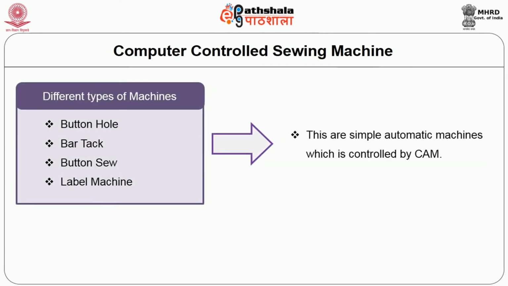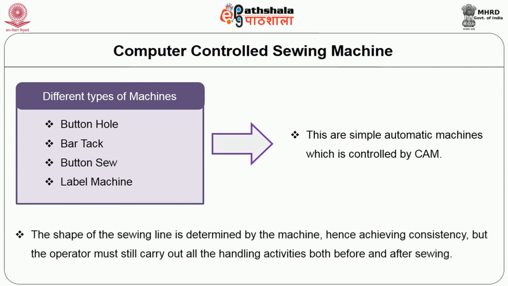Machines like buttonhole, bar tacking, button sew, and label machines are simple automatic machines which are controlled by CAM, that is computer aided manufacture. The shape of the sewing line is determined by the machine, hence achieving consistency must still be carried out by the operator in the handling activities both before and after sewing.